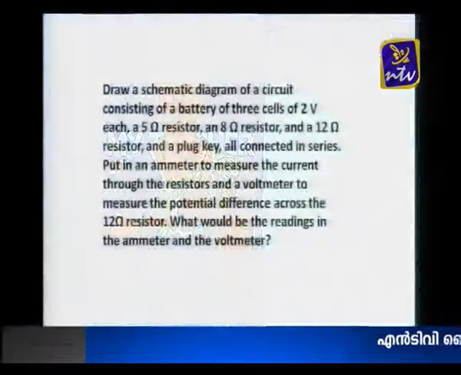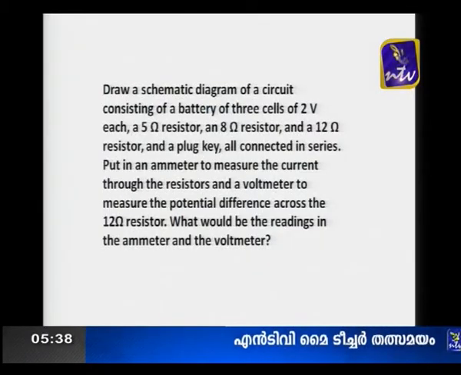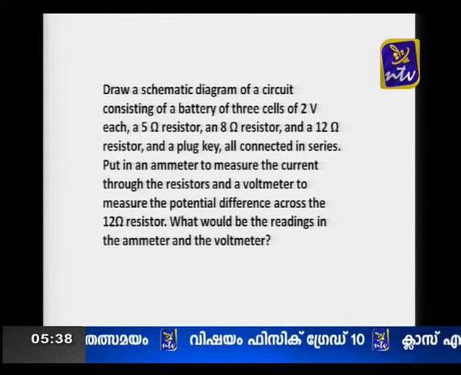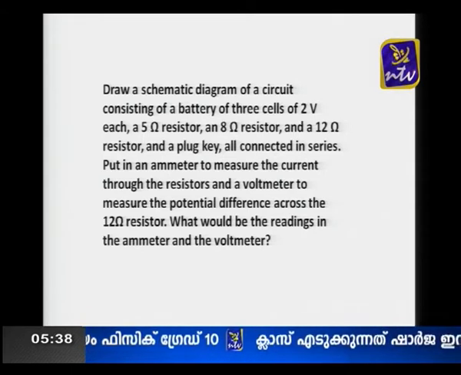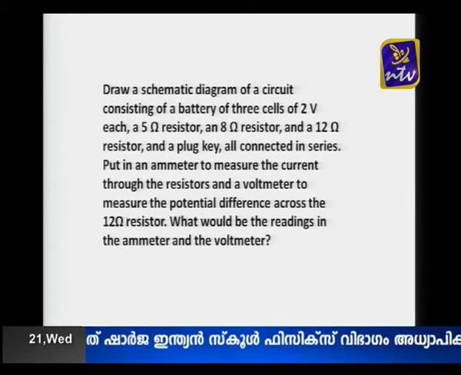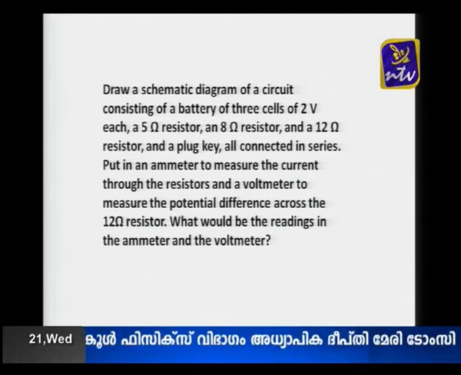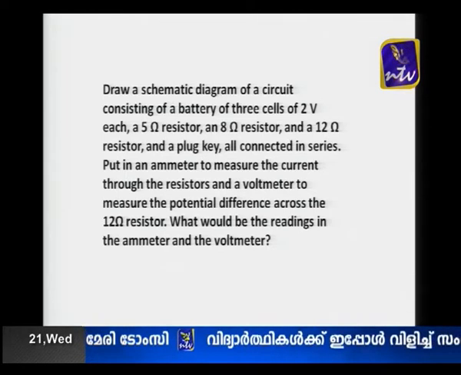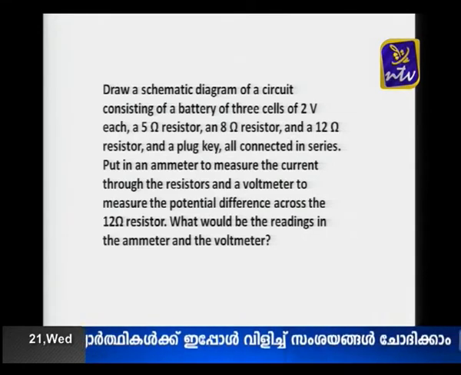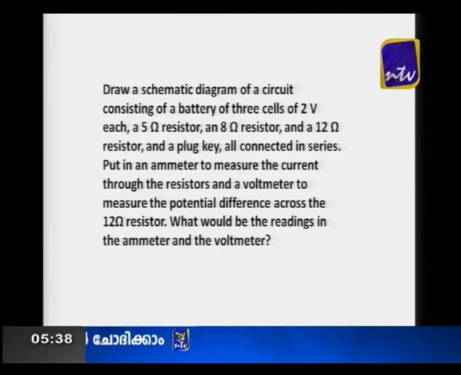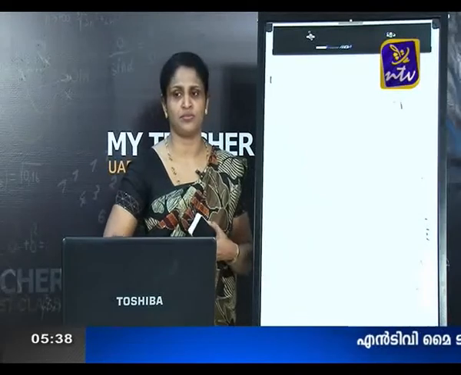Draw a schematic diagram of a circuit consisting of a battery of 3 cells of 2 volts each, a 5 ohm resistor, an 8 ohm resistor and a 12 ohm resistor and a plug key, all connected in series. Put in an ammeter to measure the current through the resistors and a voltmeter to measure the potential difference across the 12 ohm resistor. What would be the readings in the ammeter and the voltmeter? Now, let us see how we can solve this problem.